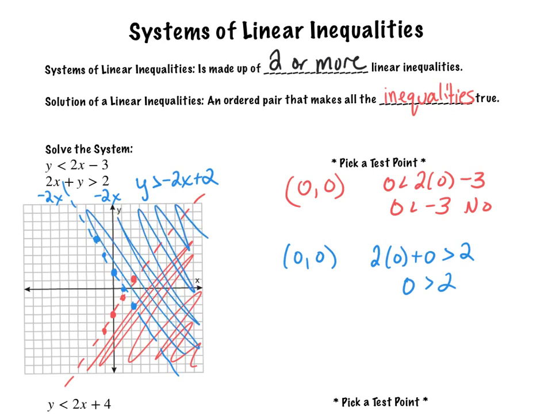Now if you notice, on your paper it's just going to look like where you have more shading. But if you look up there, you can see the red and the blue. The solution to this is where the red and the blue are intersecting, where they're both being shaded. So this area here is where they intersect. That's the solution area.